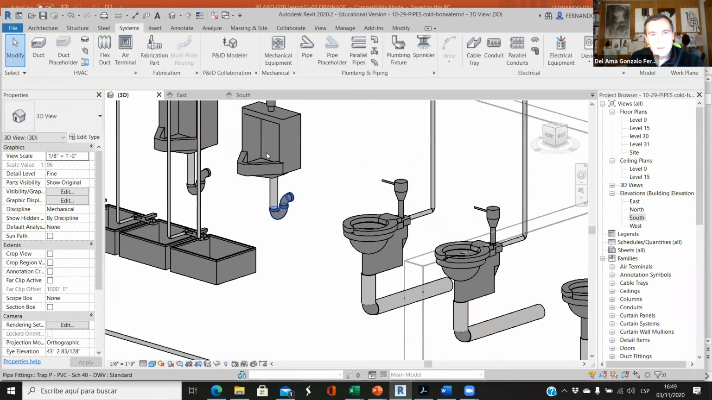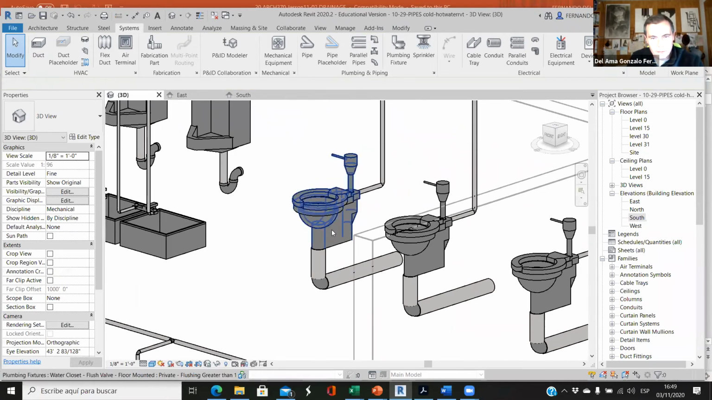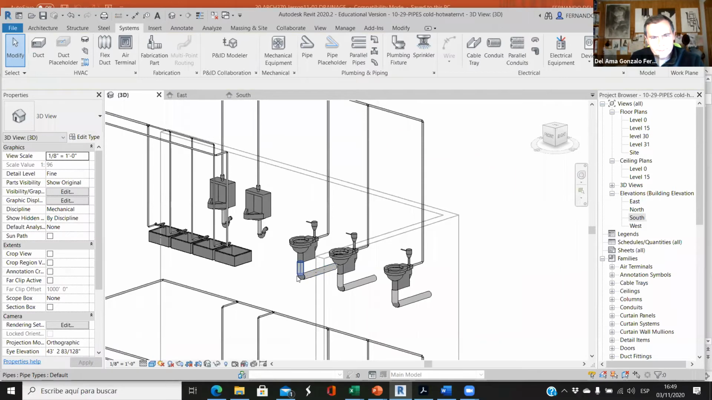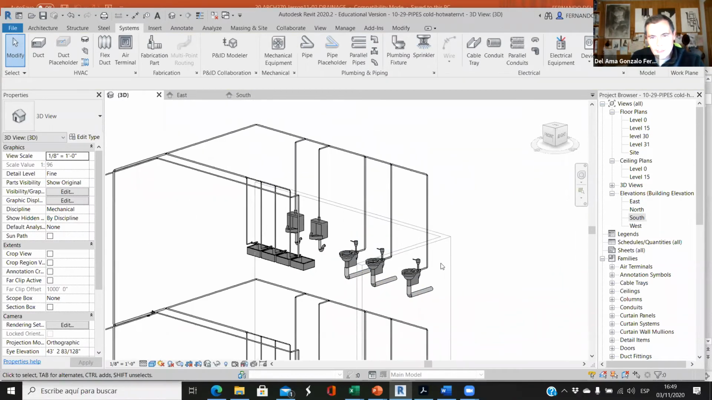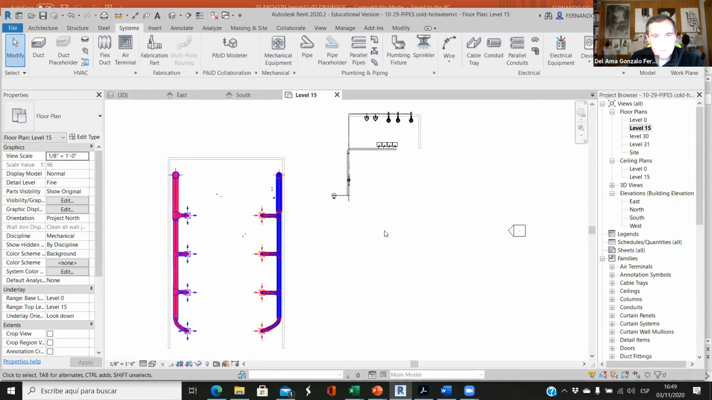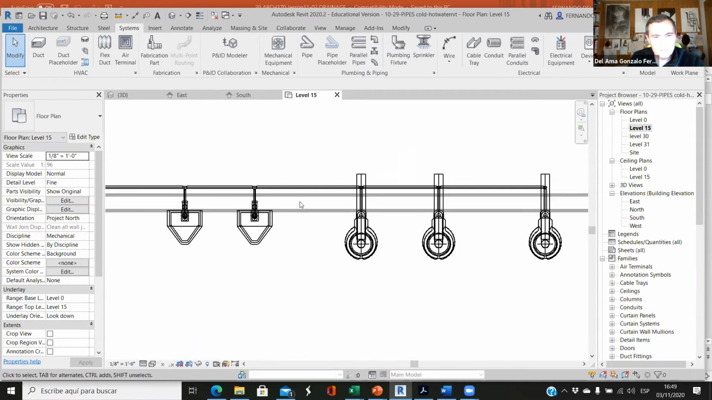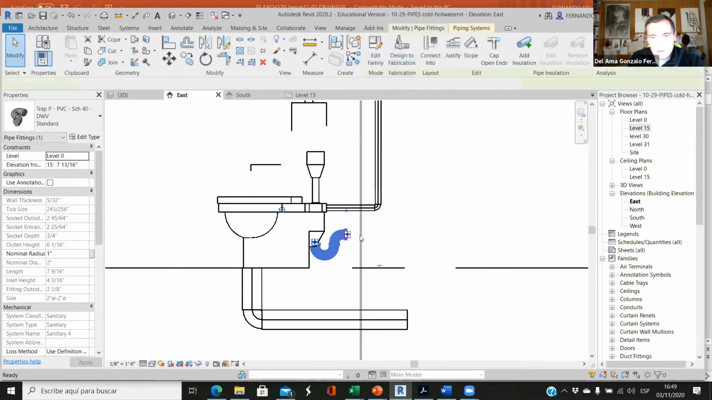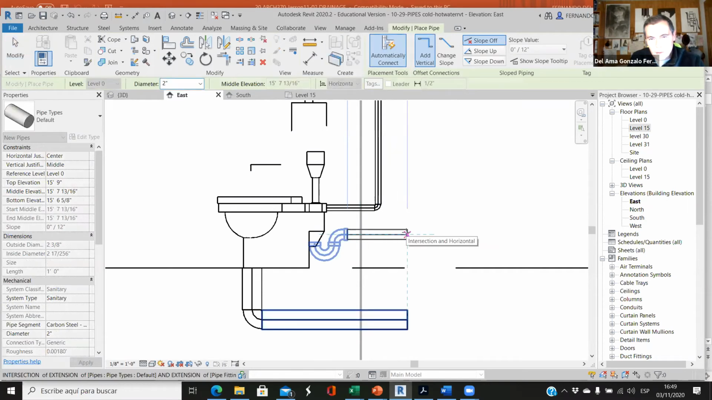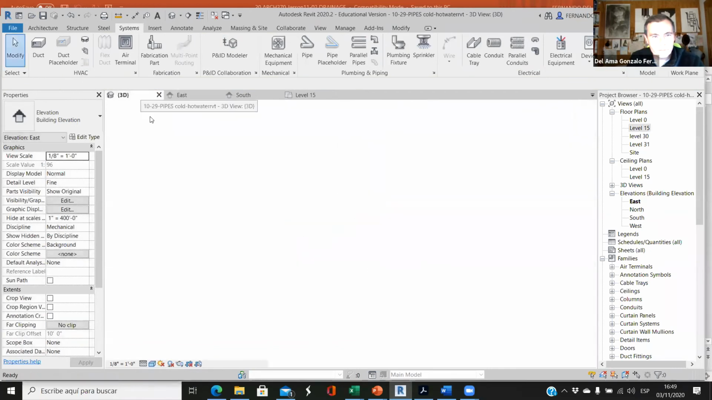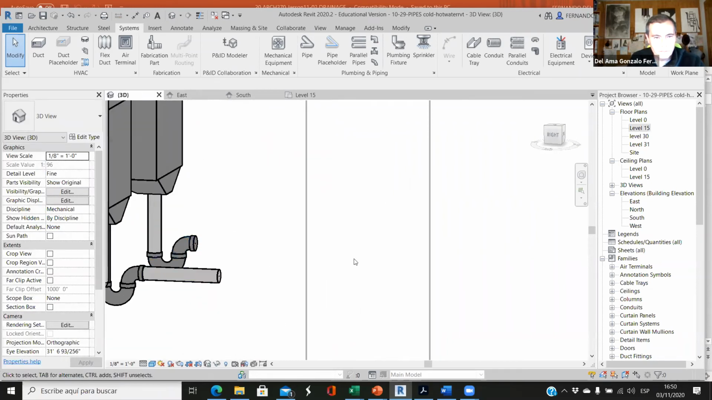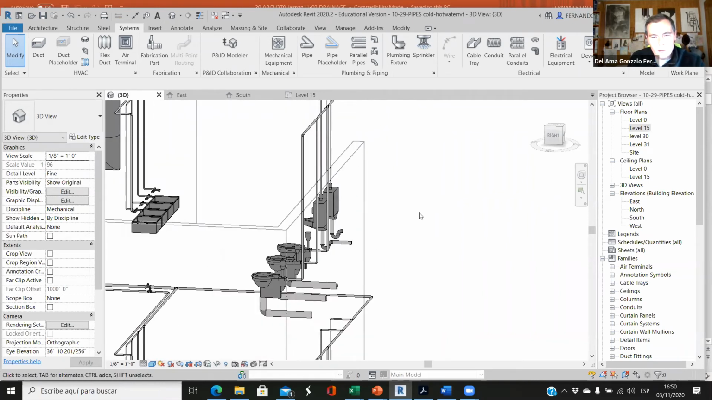Okay, so we have designed the trap for this, and we assume that we have a trap here within the toilet. And now we need to connect all these to a vertical pipe here in this corner. How can we do that? Let me see, level 15. East elevation. So let's draw a pipe. Okay, so now they are in the same line. And we can go down.